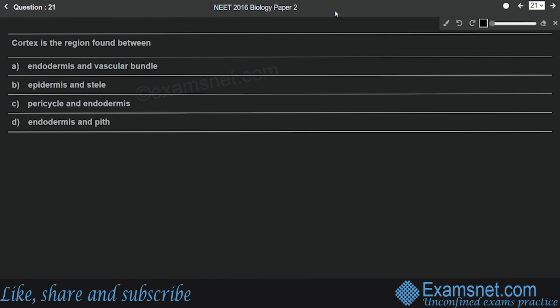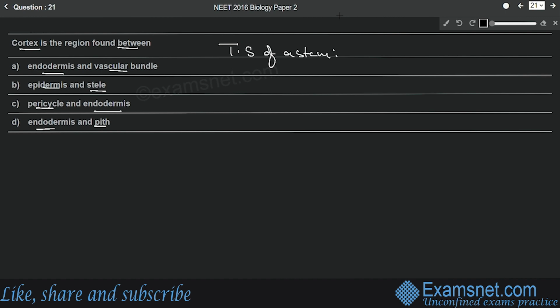Question number 21 is from the chapter Anatomy of Flowering Plants, and the question is: cortex is the region found between, options are endodermis and vascular bundle, epidermis and stele, pericycle and endodermis and pith. Okay, so let's see. If we look at the transverse section of a stem, then the layers of cells are arranged in the following manner.